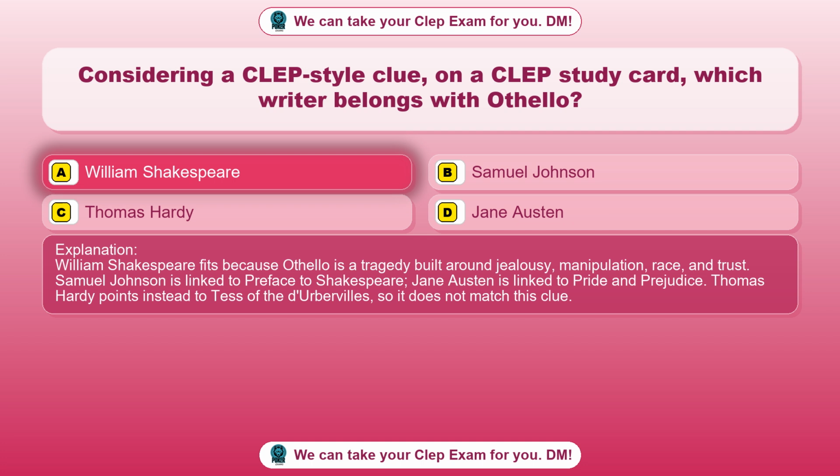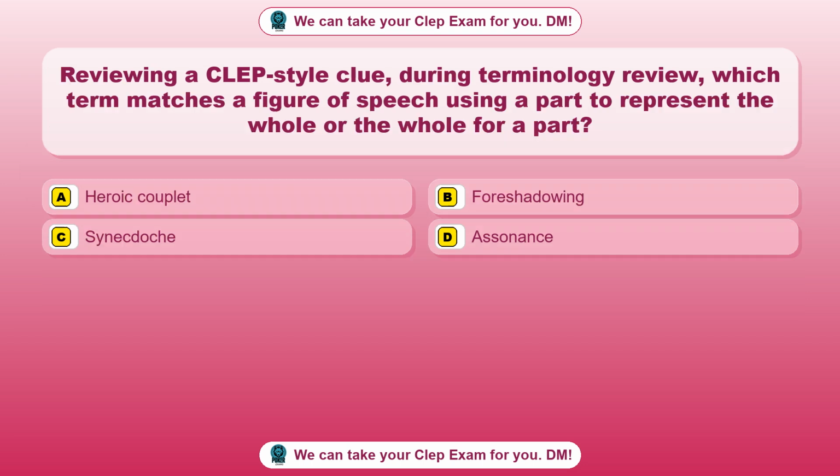Samuel Johnson is linked to Preface to Shakespeare. Jane Austen is linked to Pride and Prejudice. Thomas Hardy points instead to Tess of the D'Urbervilles, so it does not match this clue. Question 11. Reviewing a CLEP-style clue during terminology review, which term matches a figure of speech using a part to represent the whole or the whole for a part?